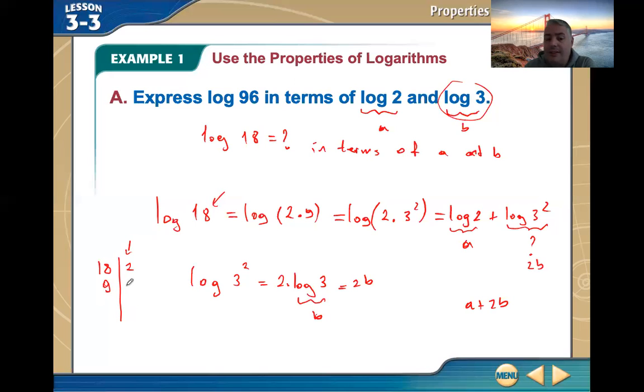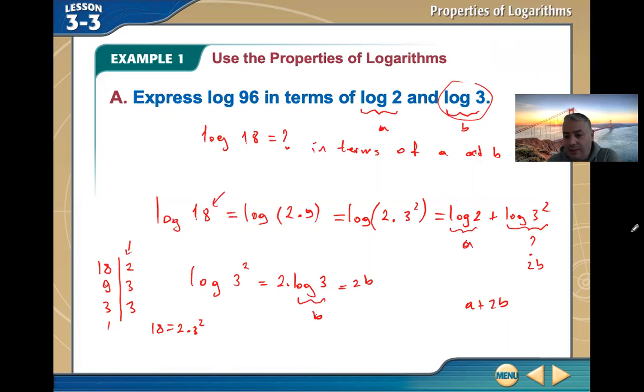So for that reason, I should write after 2 the next prime. The next prime, you know? So this is 3. 9 divided by 3 is 3. And then 3 divided by 3 is 1. So the result is 18 is 2 times 3 squared. When I put it, I can get the result. Okay?